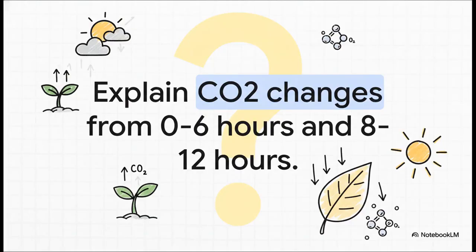So the question asks us to explain what's happening in two different time slots. First, between midnight and 6 a.m., when the CO2 level is creeping up. And second, from 8 in the morning till noon, when it suddenly takes a nosedive. What is the forest actually doing at these different times?